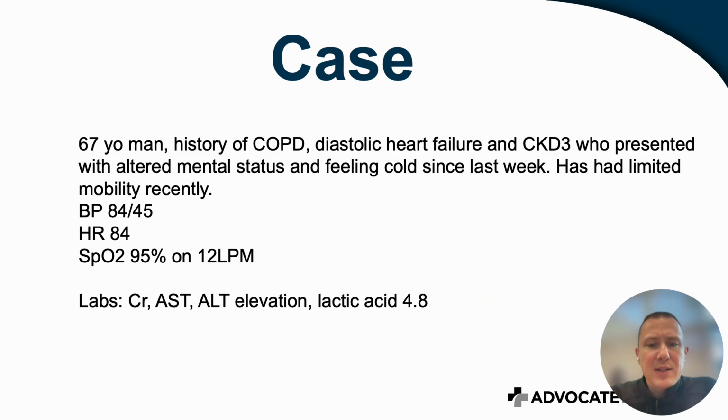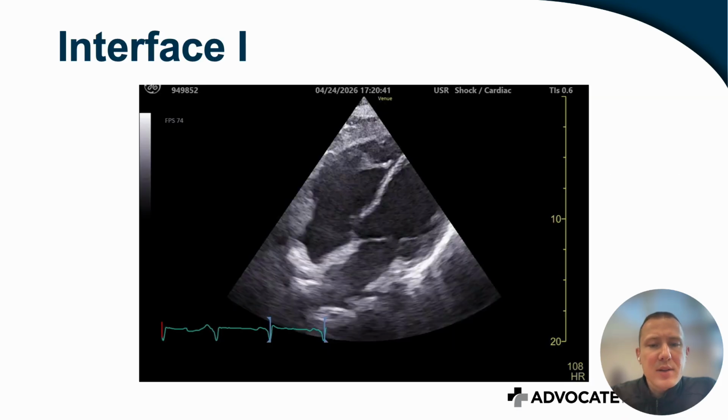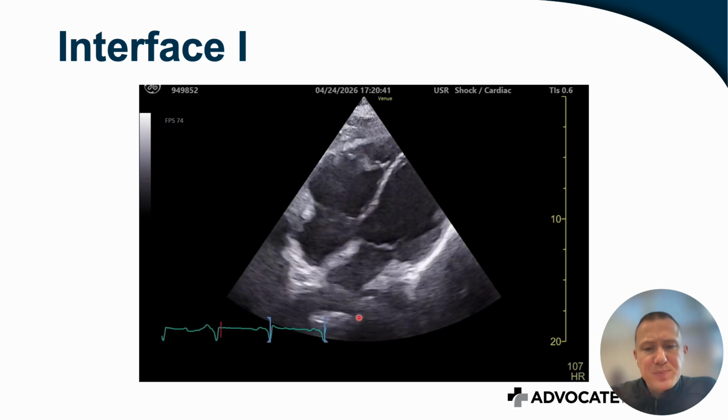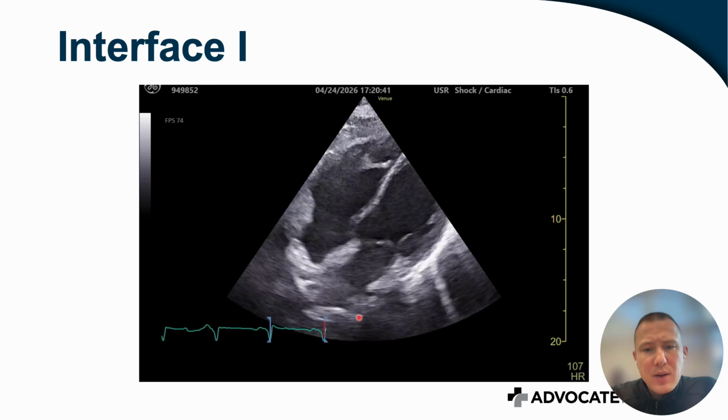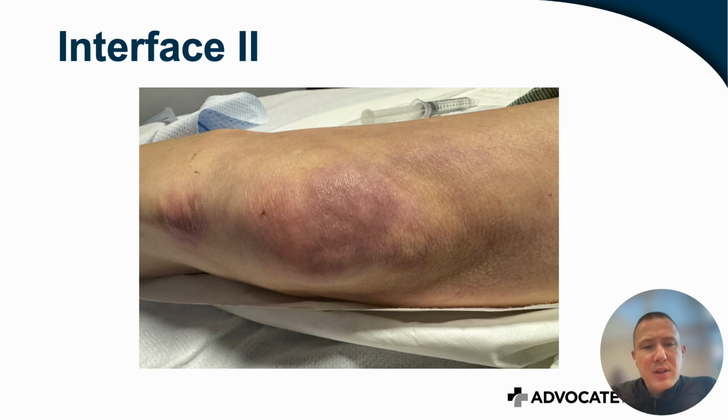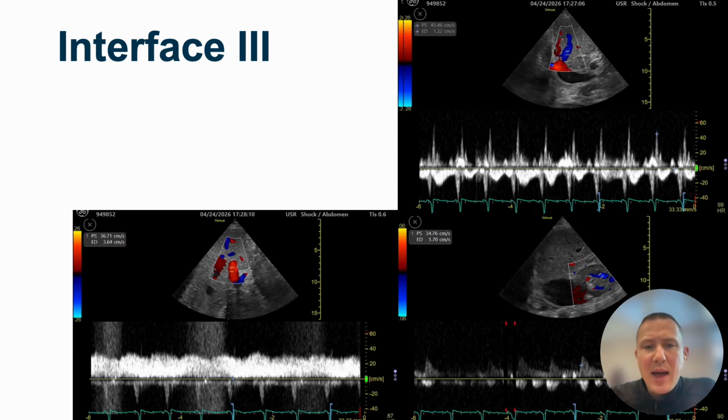He had many signs of end organ dysfunction and malperfusion, like elevation of liver function tests, kidney function tests, and lactic acid. So here's the point of care ultrasound done in the ICU. You could tell that the left ventricular contractility has been diminished, as well as RV contractility. When we look at interface number 2, you could see that the patient has mottling around the kneecap and maybe extending a little bit beyond his kneecap.